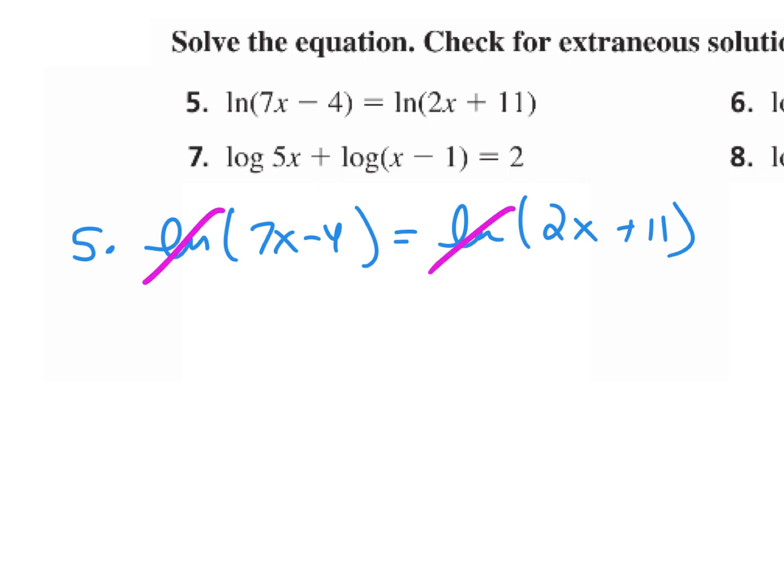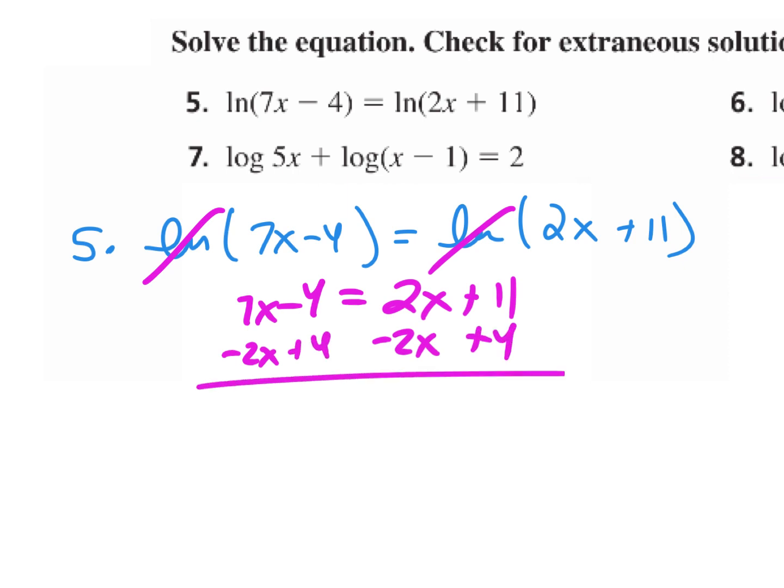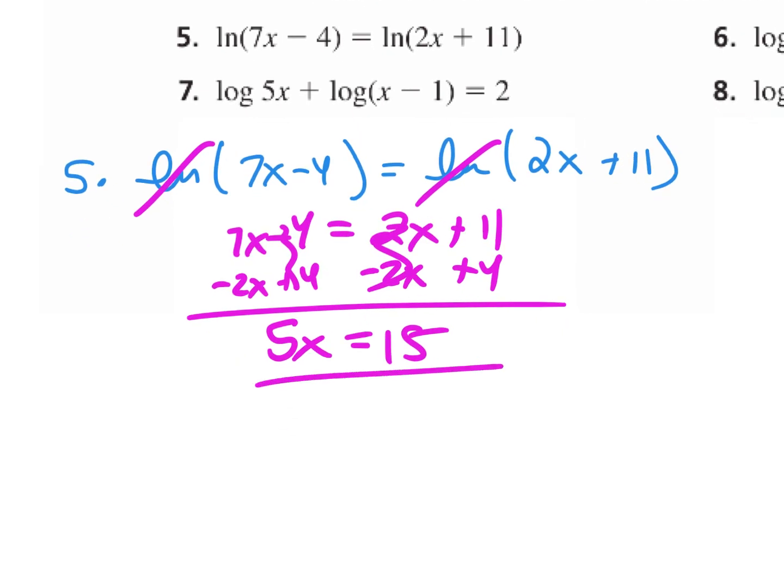Can I solve this? 7x minus 4 equals 2x plus 11. Okay, perfect. Move x's to the left, numbers to the right. I'm going to subtract 2x from both sides, and I'm going to add 4. You guys okay with that? What's 7 minus 2? 5x equals 15. Perfect. x is equal to 3.